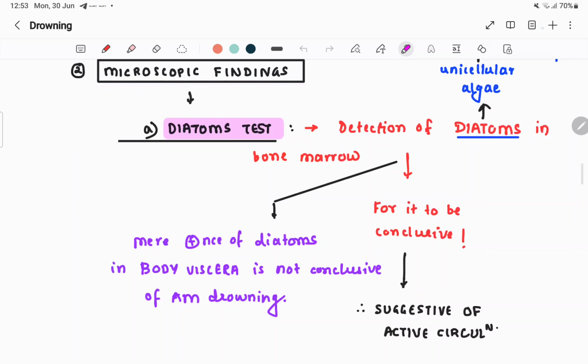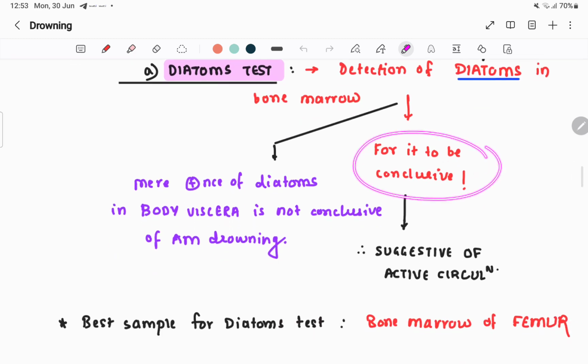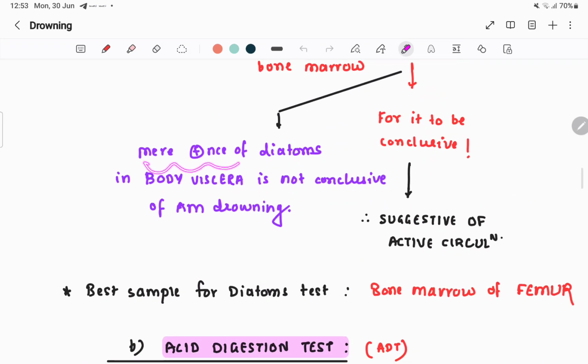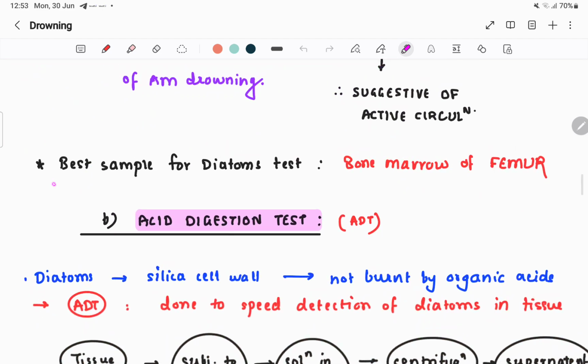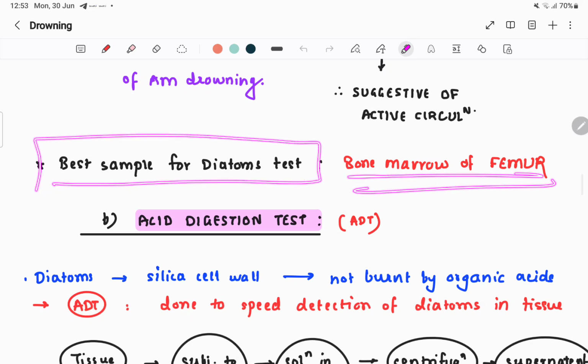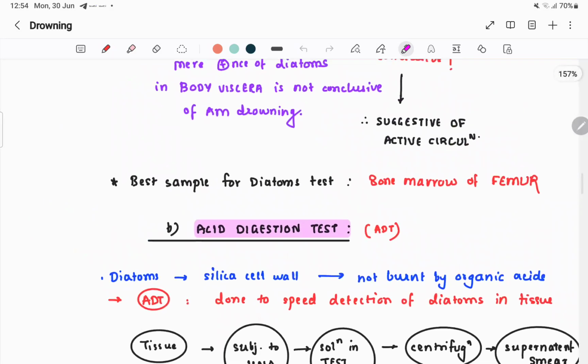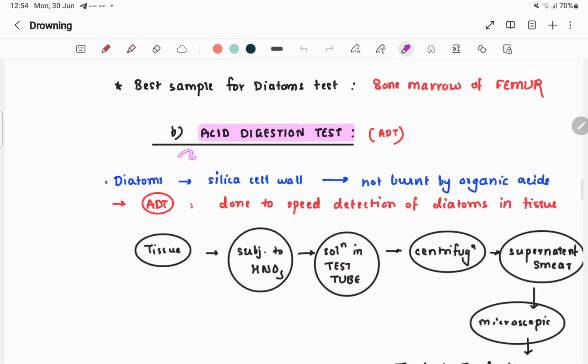Microscopic findings: diatoms will be detected in the bone marrow. This is suggestive of active circulation. But the mere presence of diatoms in body viscera is not conclusive. We have to check in the bone marrow only. It's not confirmative otherwise. The best sample for the diatoms test is bone marrow from the femur. After the diatoms test, you will do the acid digestion test.